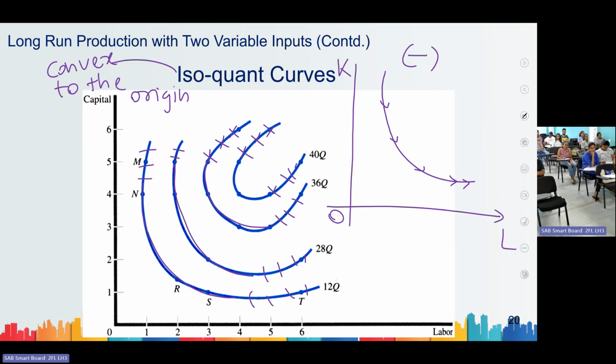What is the slope of an isoquant curve? Marginal rate of technical substitution of labor for capital. So marginal rate of technical substitution of labor for capital is negative. The slope is negative. The technical term we give for the slope is marginal rate of technical substitution. So it is negative.